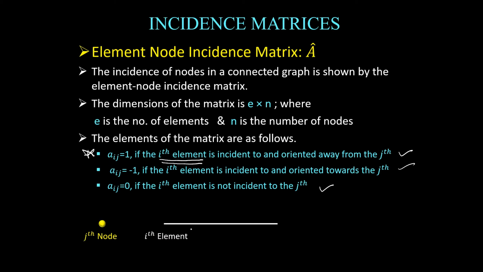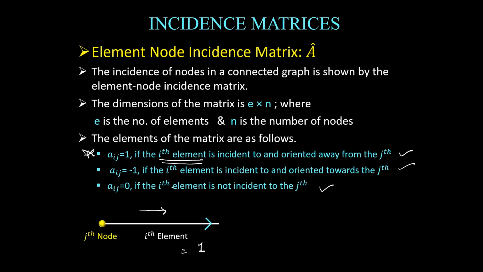I am calling it as an ith element. Suppose this transmission line is connected to this node, it should be incident to this node. What is meant by incident to? Connected. If my ith element is connected to this node, and you consider the direction of this transmission line, the power flow or the current direction, if the direction of this particular element will be away from the node, then this ith element value will be equal to 1.